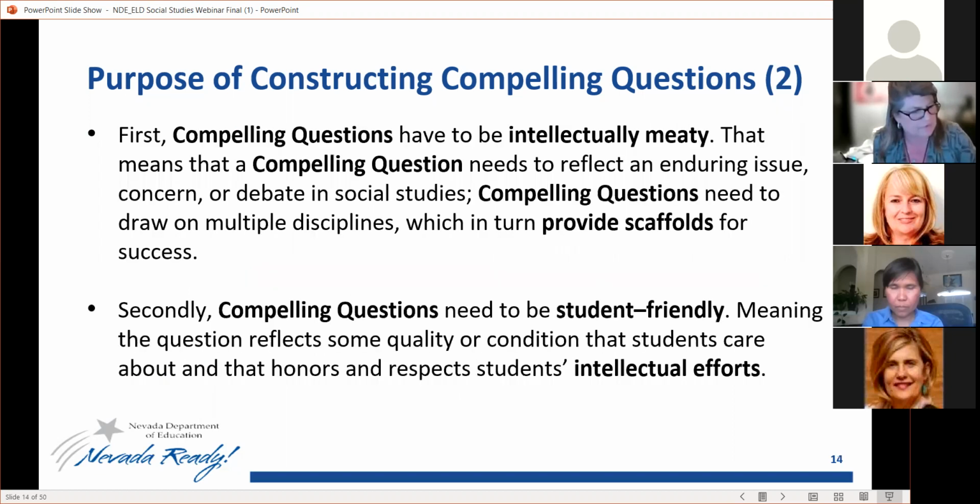So next slide, please. There are 2 purposes for why we use compelling questions. First, it must draw on the students' intellect and emotion. It needs to be intellectually meaty so that they can get thought-provoked, express their emotions, and maybe have a discussion or even an argument. Compelling questions need to draw on multiple disciplines, which in turn provide scaffolds for their success. Secondly, a compelling question should be student-friendly, meaning the question reflects some quality or condition that students care about. And this respects their intellectual efforts as well as their opinions.